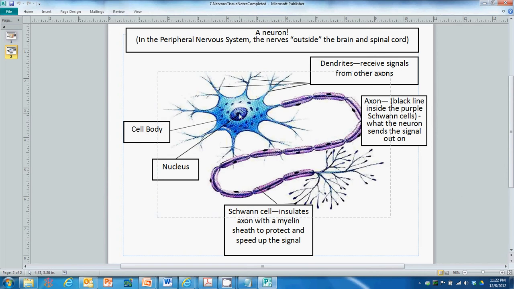So the four parts: nucleus, the dark dot in the center of a cell, the cell body is around that, the dendrites extend out from that cell, and the axon, with one long axon, goes away from the cell.